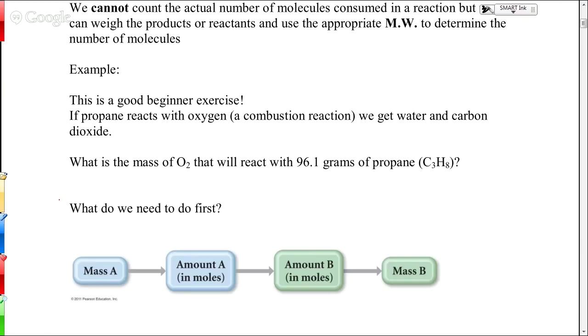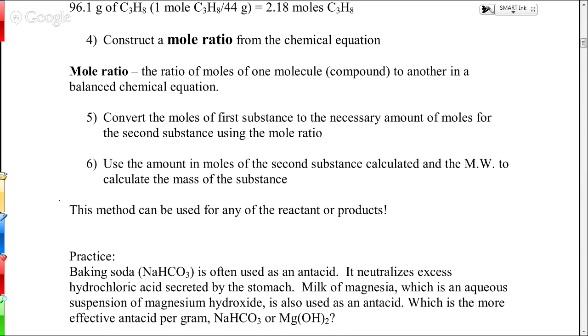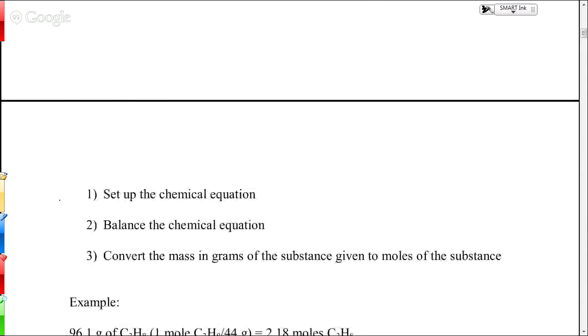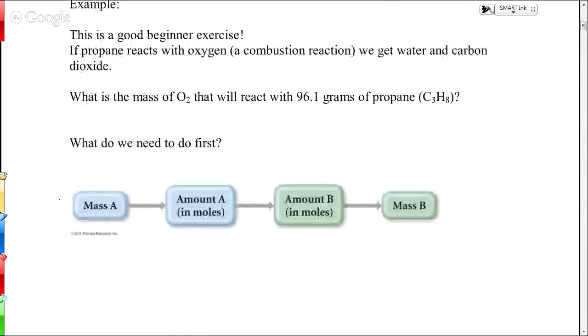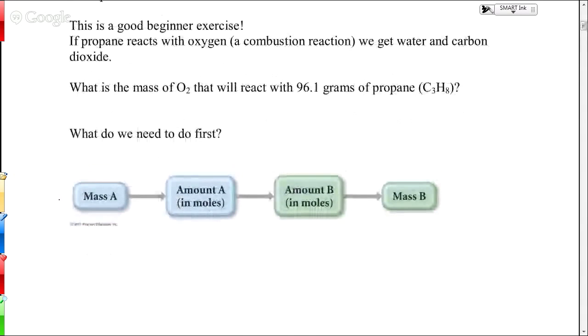If propane reacts with oxygen, we get water and carbon dioxide. What is the mass of oxygen that will react with 96.1 grams of propane? So you've seen a problem like that before? Some of you probably, maybe others not. The idea of this is that when we look at a chemical reaction, which we're going to look at. So let's first write the chemical reaction for this, and then talk about why we need to do this kind of a calculation in the first place.